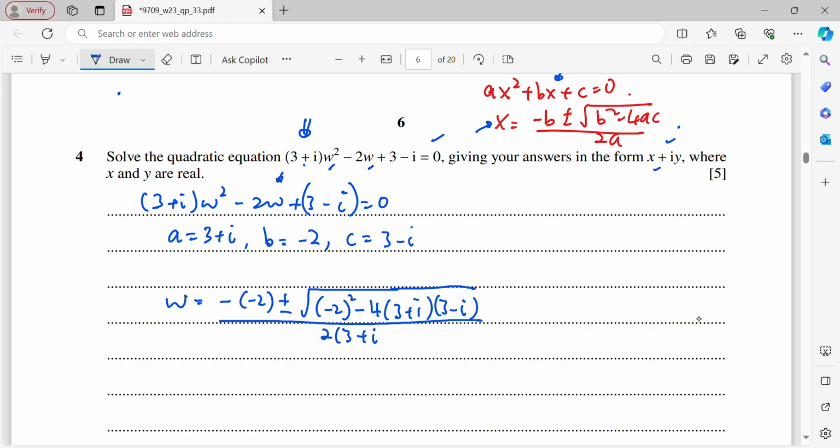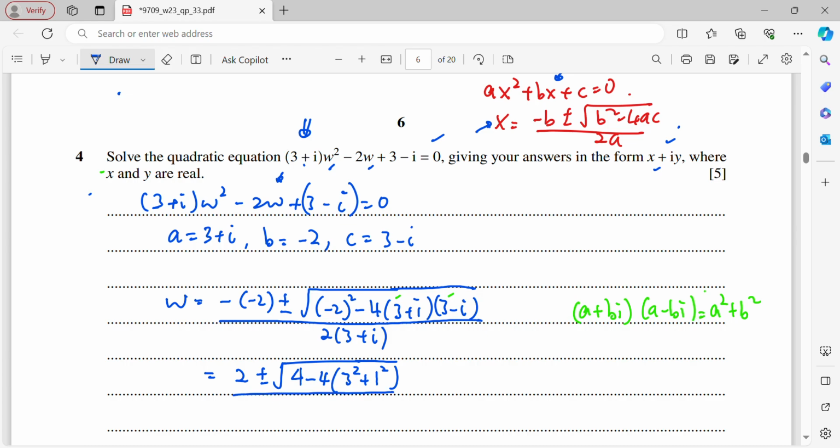So this is going to be 2 plus minus square root. Okay, negative 2 squared is 4. Negative 4 bracket. Now, for your information, these two are complex number conjugates. So if you have a plus bi multiplied with a minus bi, it is basically a squared plus b squared. Okay, real squared plus imaginary squared, which means now here I will be getting 3 squared plus 1 squared.